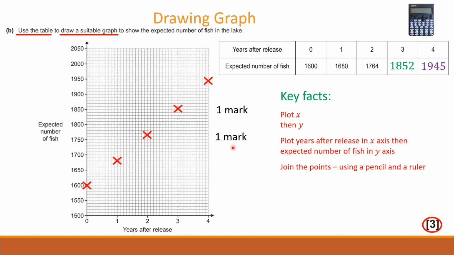For your 2nd mark, and for your 3rd mark comes from joining all these points together using your pencil and ruler to join them up with a straight line. Give yourself a tick for where the marks are awarded for in the question, so you can show clearly where the marks are awarded for, so you know how to get the maximum marks in the exam.